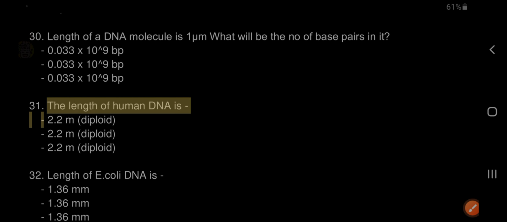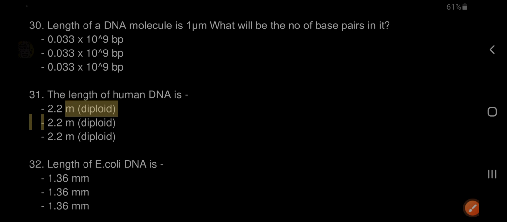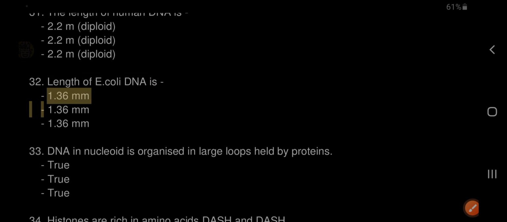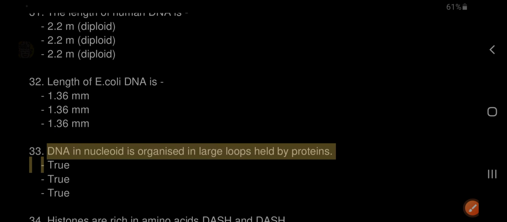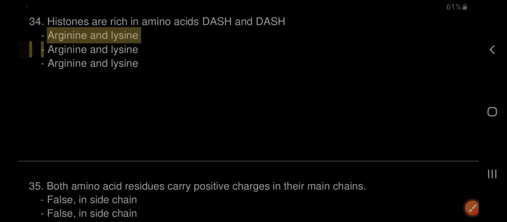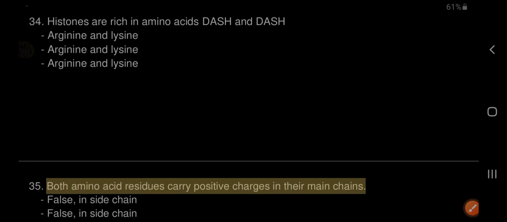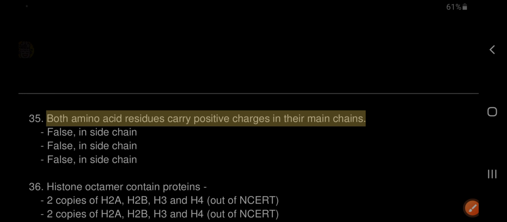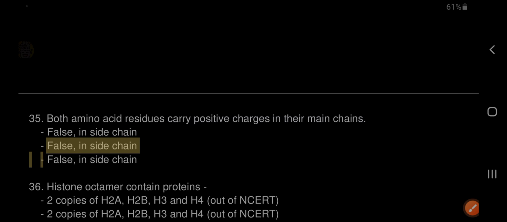31. The length of human DNA is 2.2 m diploid. 32. Length of E. coli DNA is 1.36 millimeters. 33. DNA in nucleoid is organized in large loops held by proteins. True. 34. Histones are rich in amino acids dash and dash. Arginine and lysine. 35. Both amino acid residues carry positive charges in their main chains. False, in side chain.